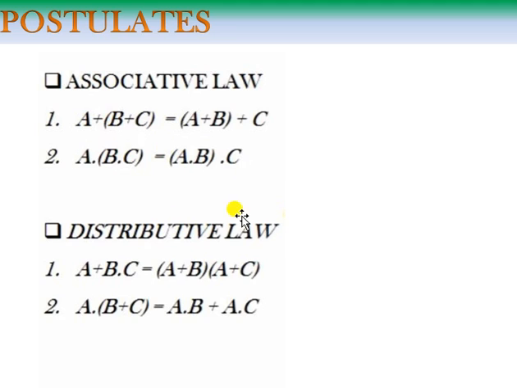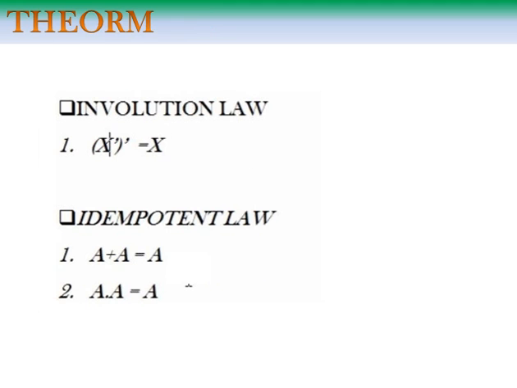Next is the distributive law. The distributive law states that A plus BC equals (A plus B) whole times (A plus C). We will prove this law later. And the second one is A dot (B plus C), where we distribute to get A dot B plus A dot C. Okay, next we go to the theorems.